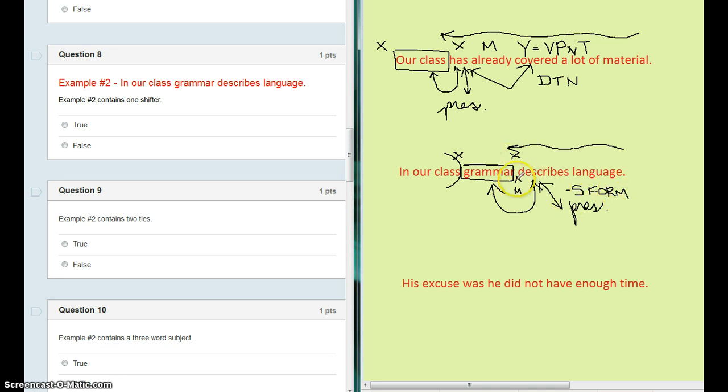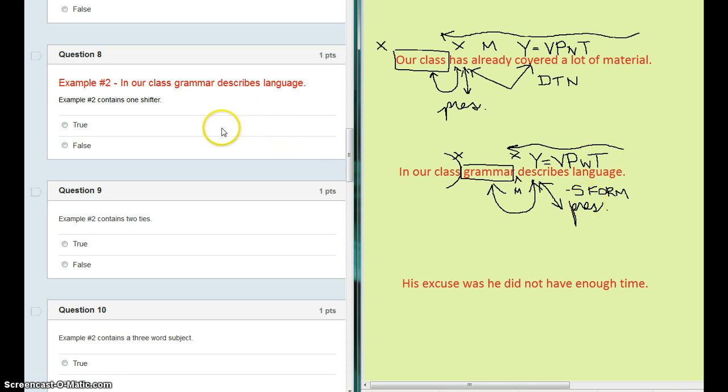Now we have the X, the M, the last place in the predicate is Y, and that's everything that's left. Now, describes language is the verb phrase we find in Y. I know it's a verb phrase because it's headed by the verb describes, and that would make it a verb phrase with time. I can see that the S form ties with the present.